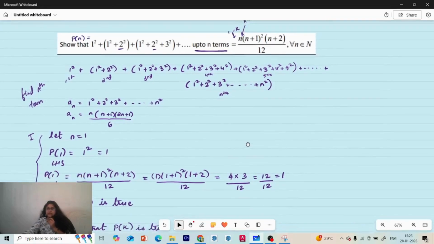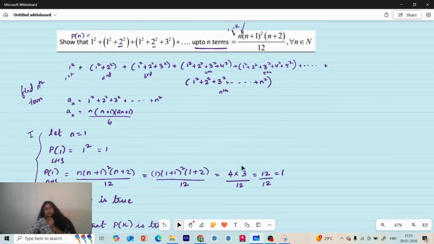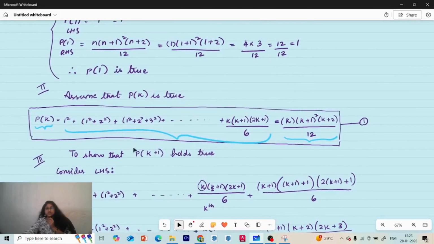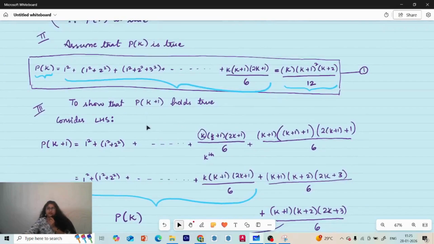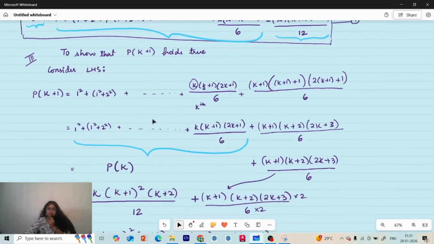In the second step, you assume that p of k is true. So you substitute k in LHS, RHS, write it as a statement, put a box around it, and call it equation 1. Then in the third part of the problem, you have to prove that p of k plus 1 is true. So how do we prove it? If LHS and RHS are equal, then the statement is true. So we are going to do it separately. First consider LHS, take n is equal to k plus 1, simplify it. Okay, so we write here the k plus 1th term also. Okay? Once written, you will find that this entire summation is just p of k.